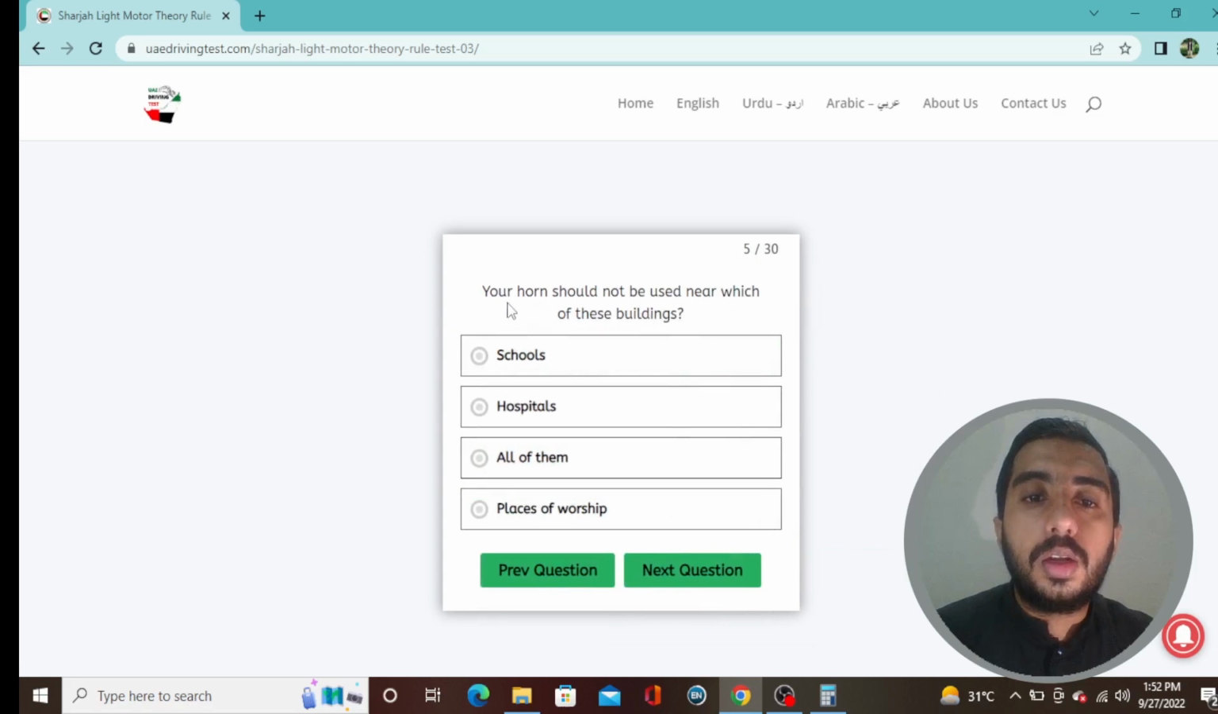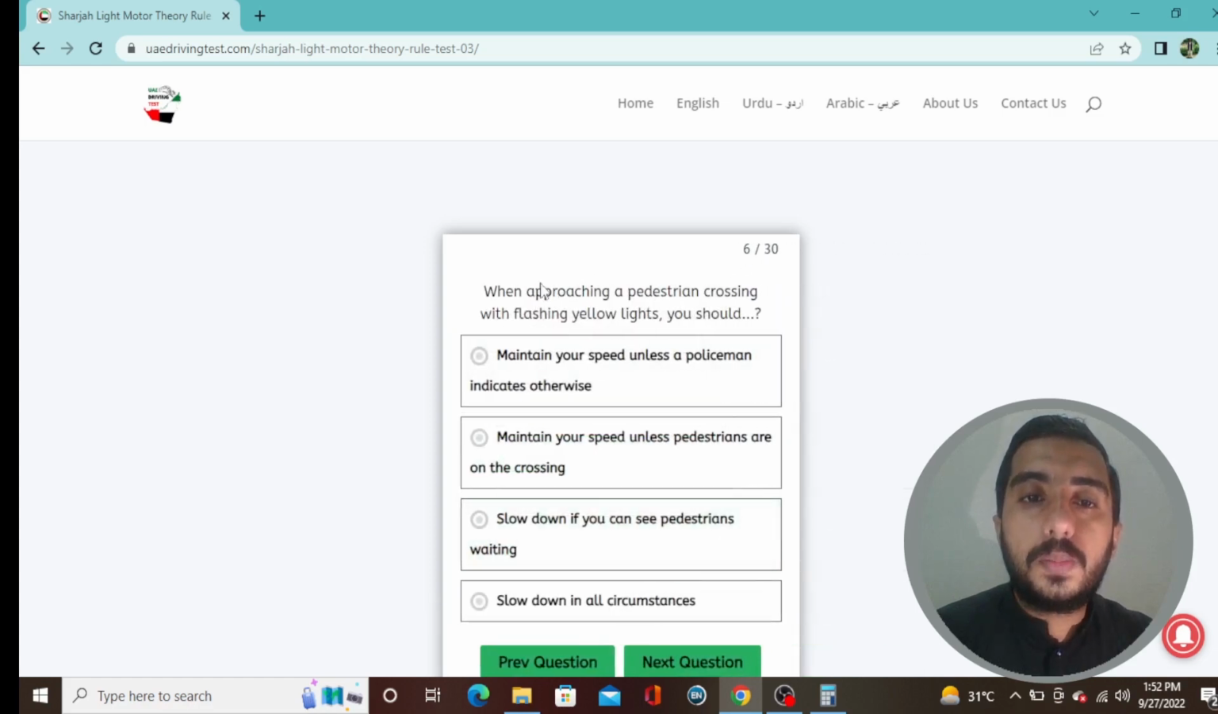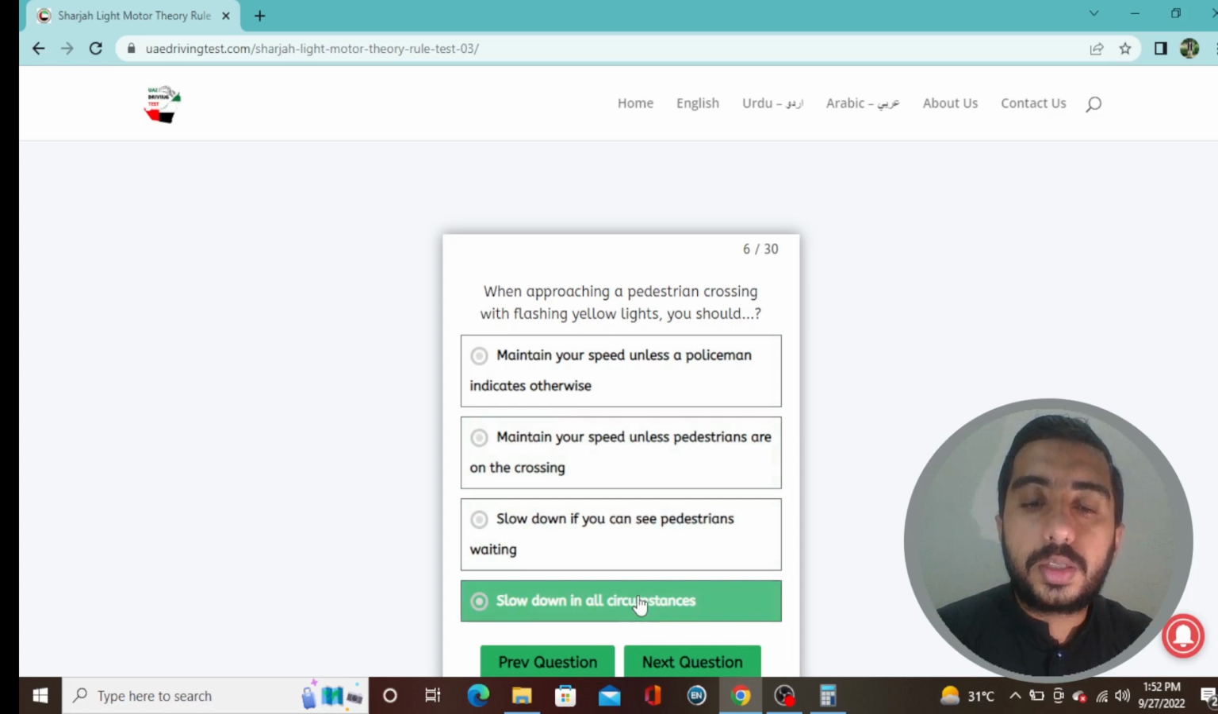Next question. Your horn should not be used near which of these buildings? Schools, hospitals, and places of worship. All of them are correct. Option C is the correct one. Next question. Question number 6 is, when approaching a pedestrian crossing with flashing yellow lights, you should slow down in all circumstances. Option D is the correct one.